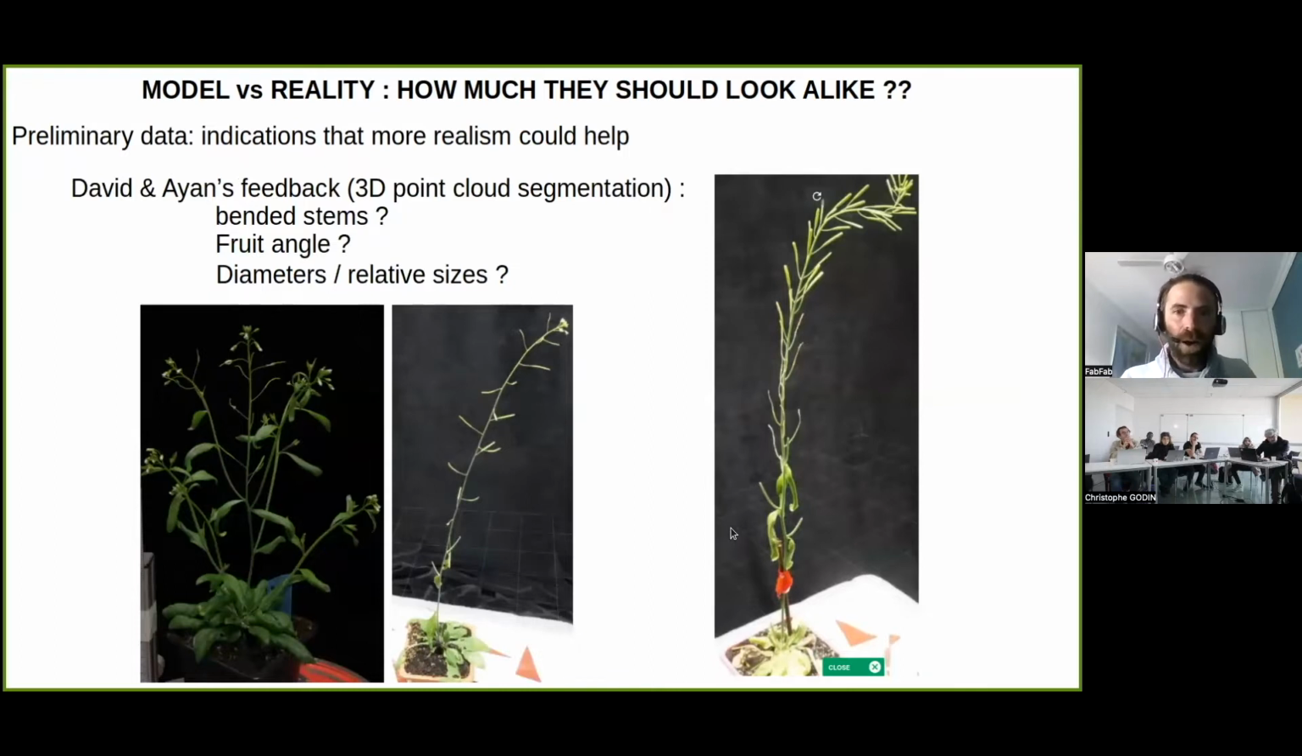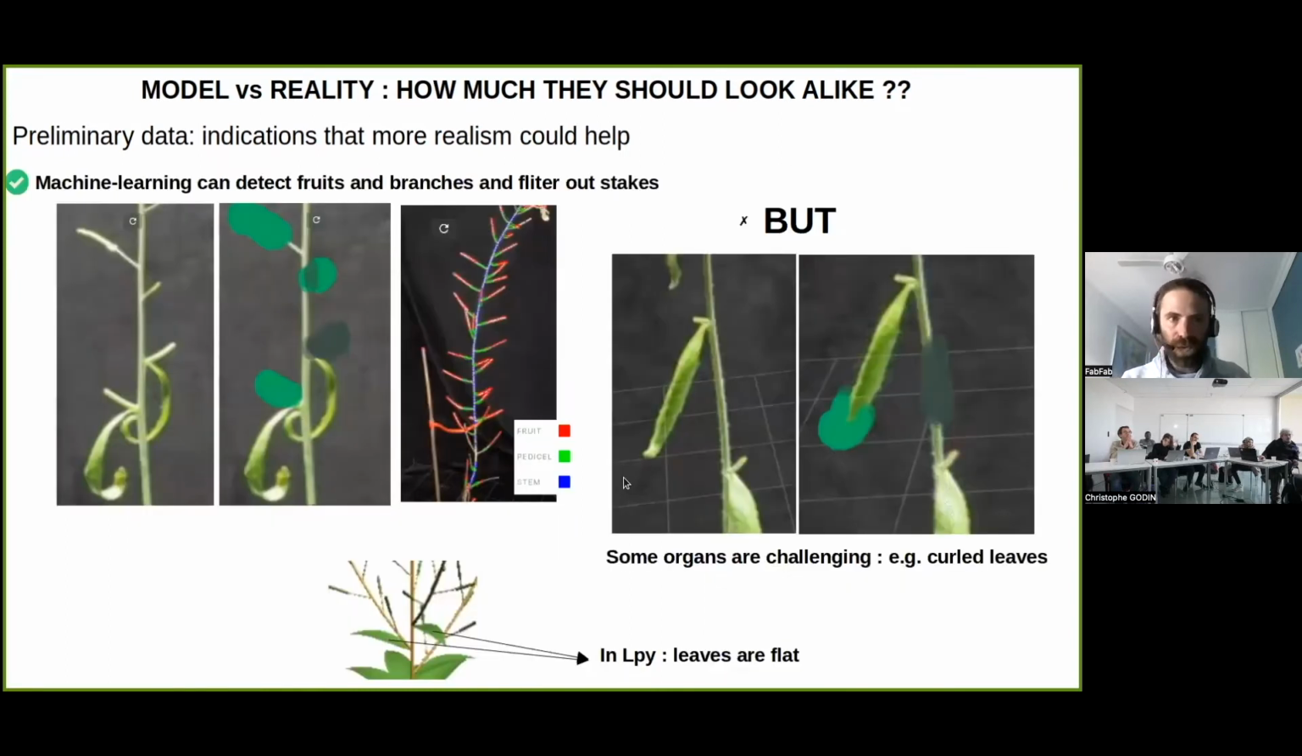I have another data, but maybe David could comment. With Ian, when we exchanged, there is the previous algorithm that I presented to you. It's deep learning based, but the learning phase is done on 2D images. So each pixel on 2D images is recognized and labeled as fruit, pedicel, stem, etc.